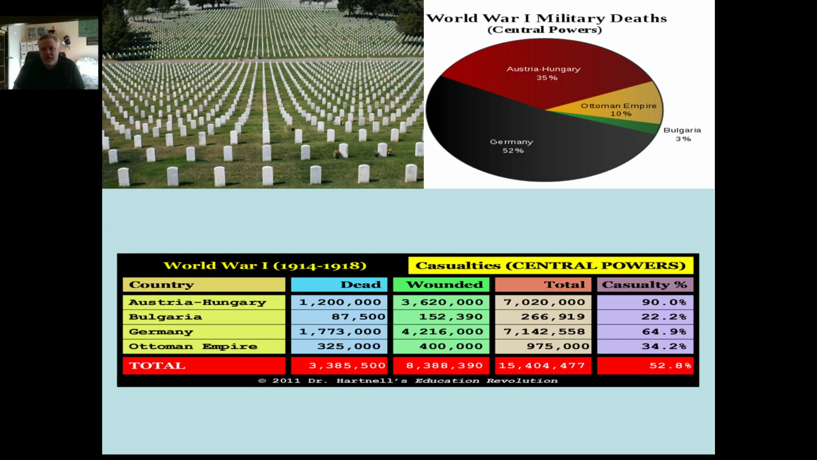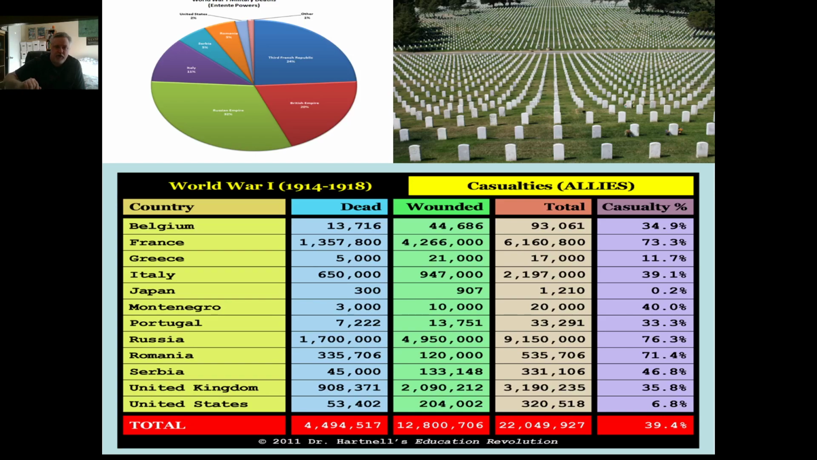52% of the guys who went into the war walked out of it with some sort of injury or didn't walk back out at all. By the end of the war, you can see who was taken in the teeth. It was the Germans, because towards the end of the war, the Germans were doing most of the fighting. The Austrian Hungarians came in second with 35%, the Ottomans with 10%, and Bulgaria, they were barely in it compared to the others. The Allies aren't doing much better.